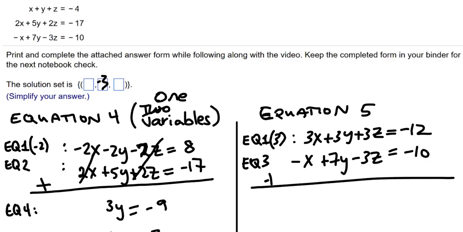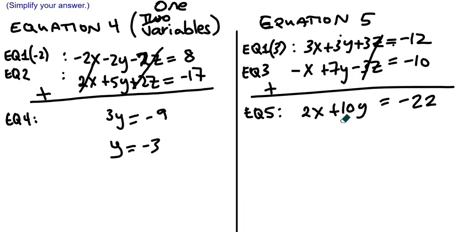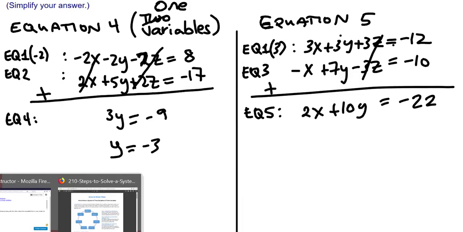Adding those together, I get my equation 5. And so I get 2x plus 10y, the z's cancel to 0, and I get -22 there. Okay, from here, let's look back at the guide.